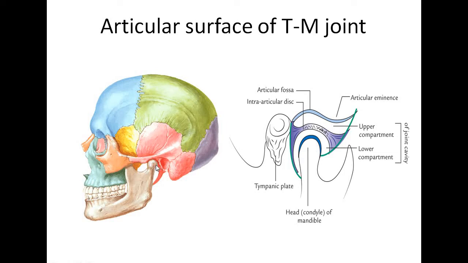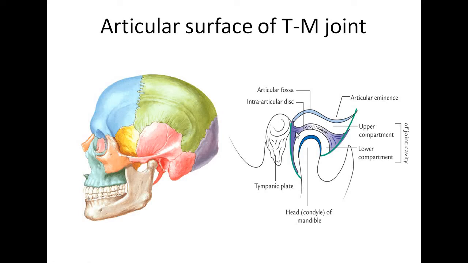So this is the elliptical head of the mandible, this is the mandibular fossa, and this is the articular tubercle. This upper and lower articular surface is covered by fibrocartilage, which makes this joint an atypical variety. So as it is covered by fibrocartilage, it is the atypical type of synovial joint.